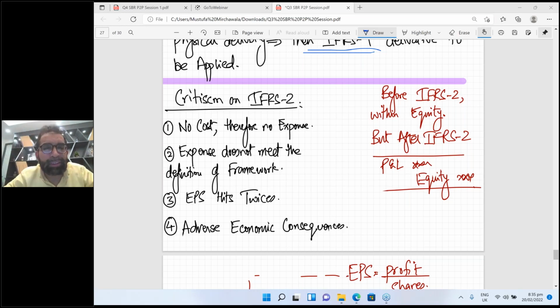Before IFRS 2 launched, these companies used to give shares to their employees against services. They used to treat this transaction like a bonus issue. Have you ever studied bonus issue in life when you were babies? Yes, when you were an F3 FA student, A levels student, high school student, you used to study bonus issue. And you know, bonus issue is always within equity. The entry of bonus issue is within equity, no expense.